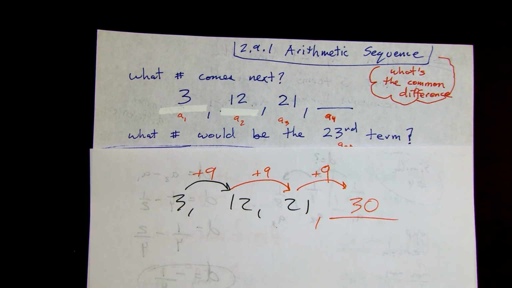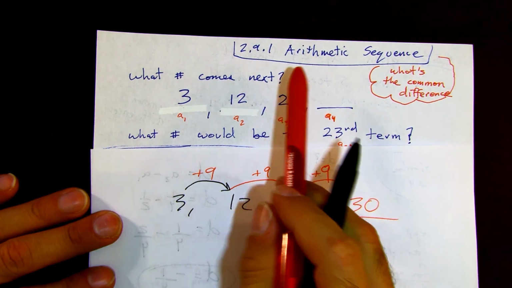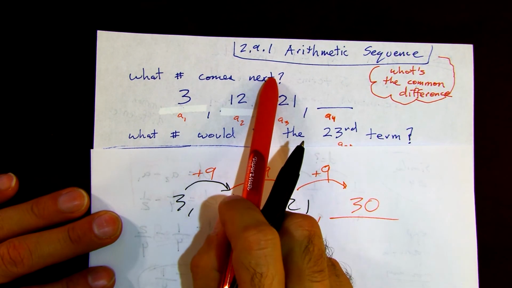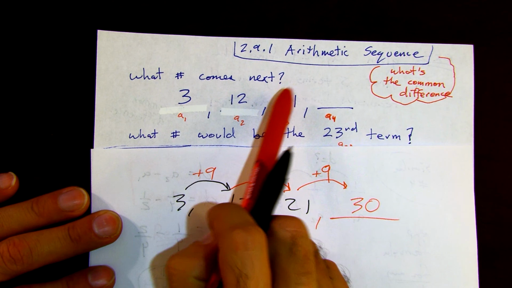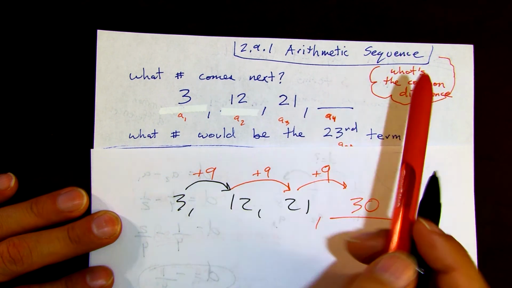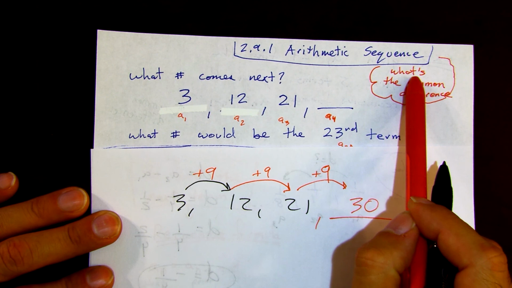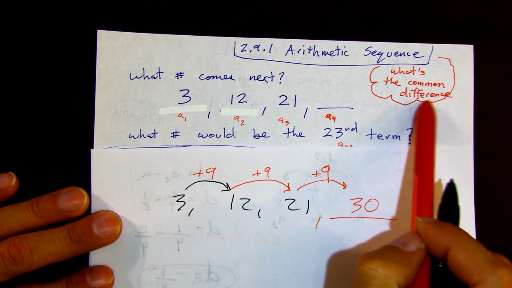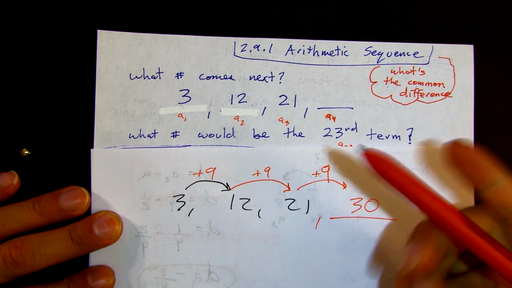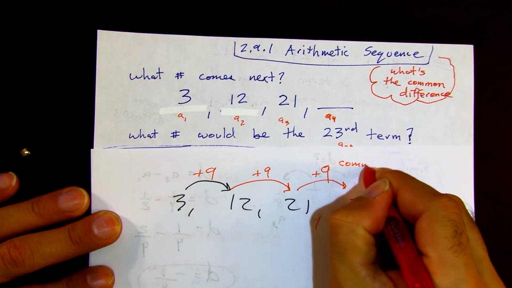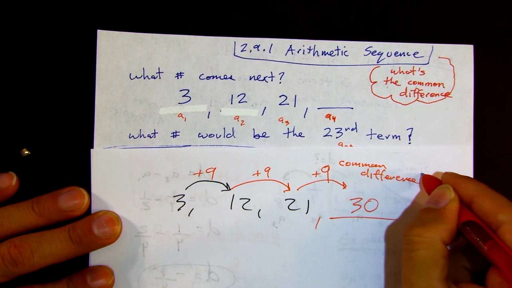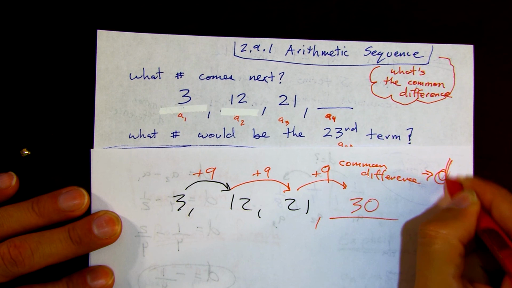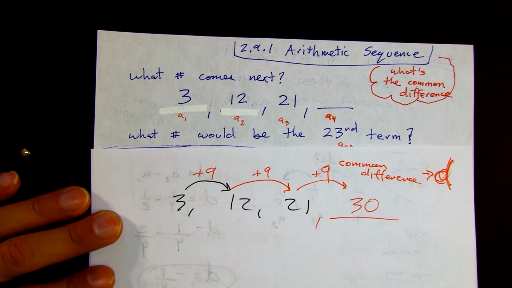Boom. And this one right here is just what comes next. What comes next is just going to involve taking the term and adding to it to get to the next term, adding the same amount. It's always the same increment. And that is the common difference. The common difference was 9 right here. And the common difference is going to be D. That's the letter we're going to use for it.